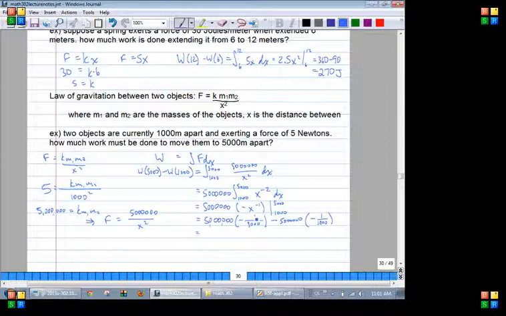Okay. So this is negative 5 million over 5,000. Going to be negative 1,000, minus minus is going to give me plus, and that's going to be 5,000. So work it all out. You get 4,000. 4,000 what? Joules. Right. We're measuring work, so this is joules.